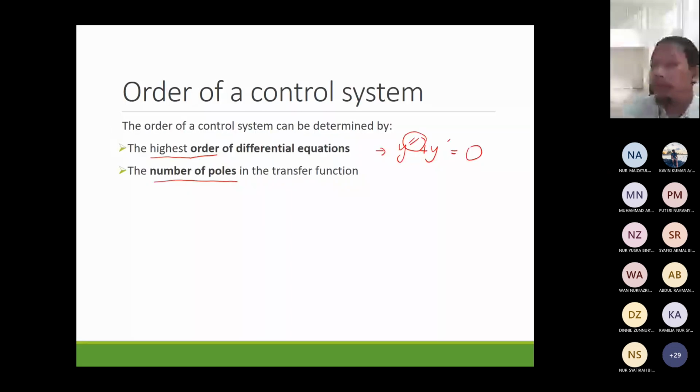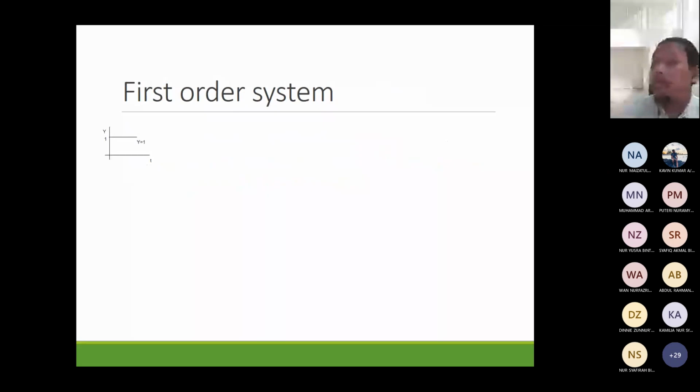Okay, now let's look at first order system. So a first order system means that the equation has one pole, or it has y prime only. Okay, y prime plus something equals 0.